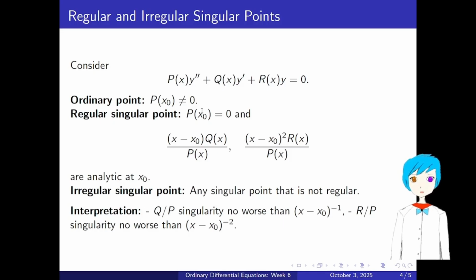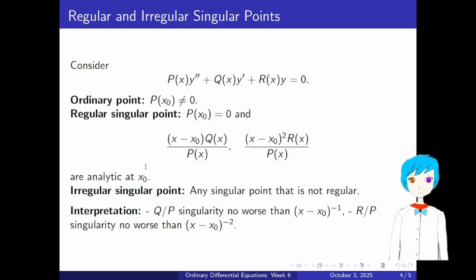And actually the singular point is regular. So what is regular? It is regular if we multiply capital Q by x minus x0 and then divide by P of x, then this limit exists. Similarly, if we multiply R by (x minus x0) squared and divide by P, this limit exists, and those two functions are analytic at x0, then we call x0 a regular singular point.